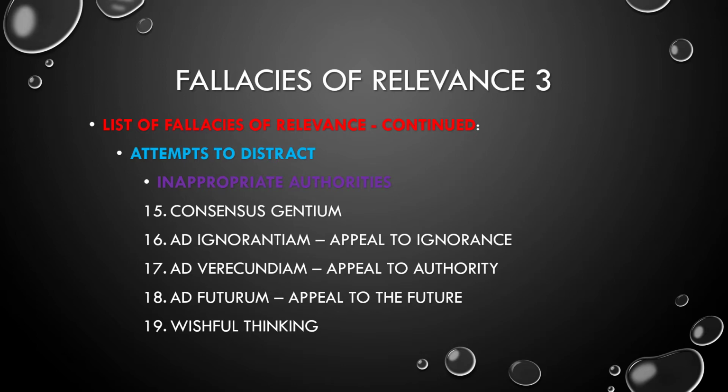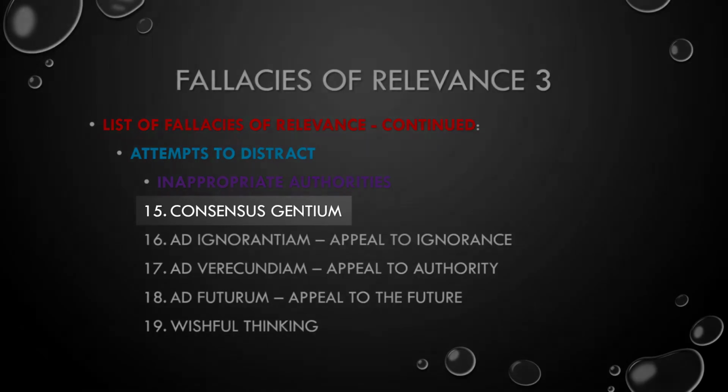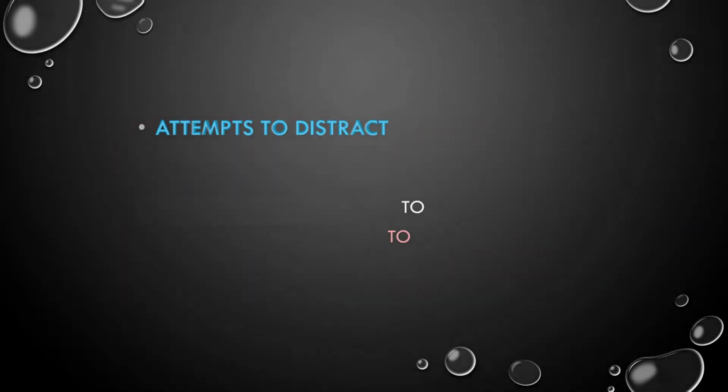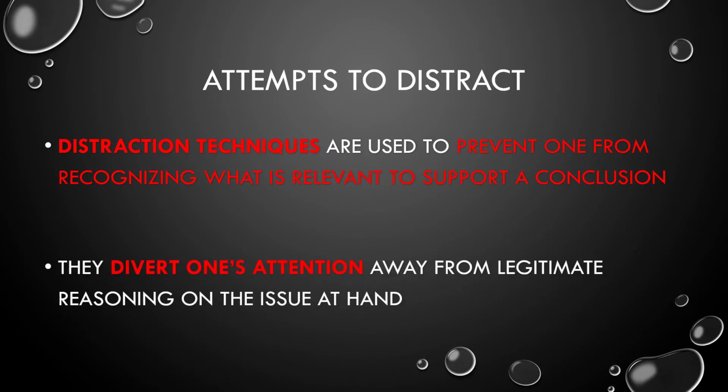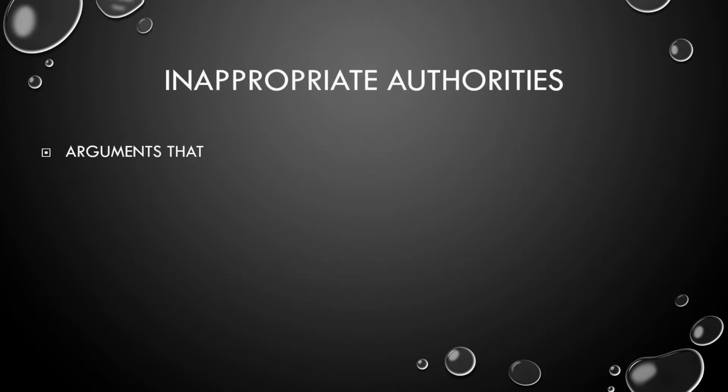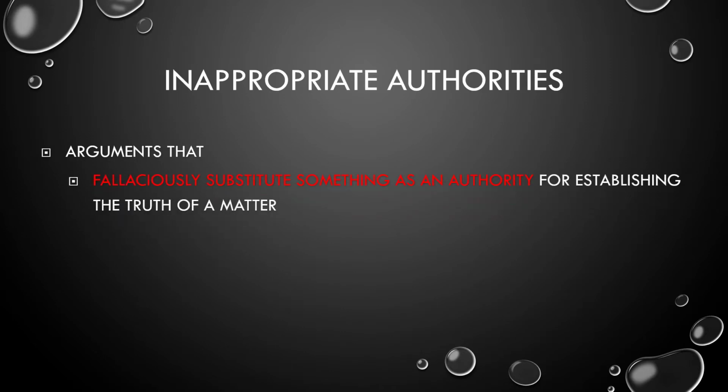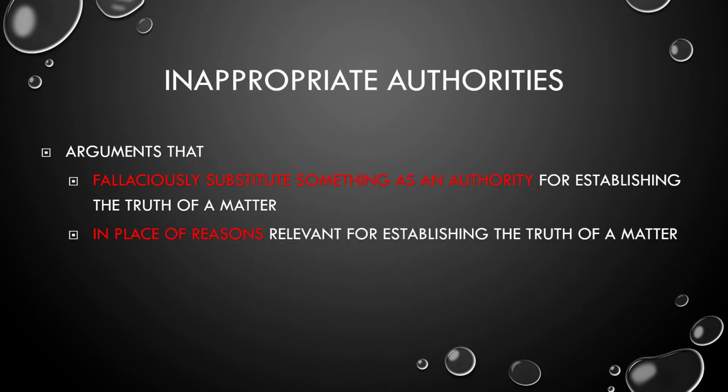So let's pick up where we left off last time with our 15th fallacy, called the consensus gentium. But before I get directly to that fallacy, I want to look at what we mean by attempts to distract. These are distraction techniques, used to prevent somebody from recognizing what's actually relevant to support a conclusion. They divert your attention away from legitimate reasoning on the issue at hand. The inappropriate authority arguments fallaciously substitute something as an authority for establishing the truth of a matter in place of reasons that are relevant for establishing the truth of that matter.